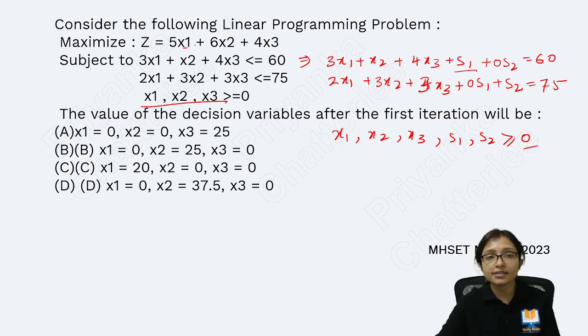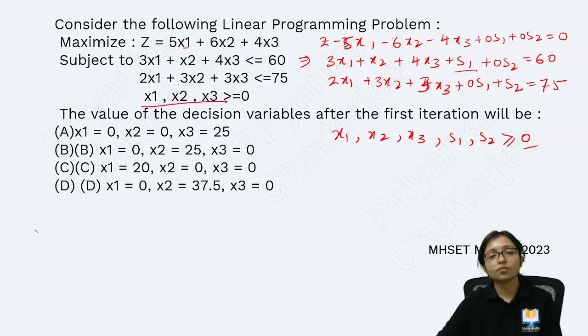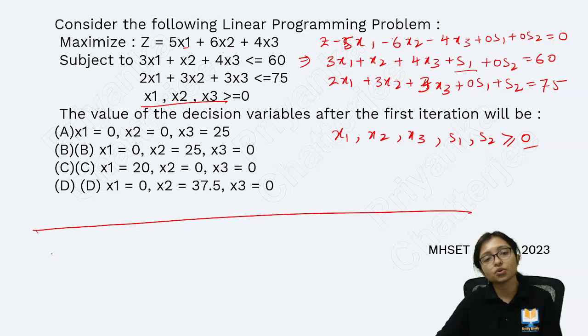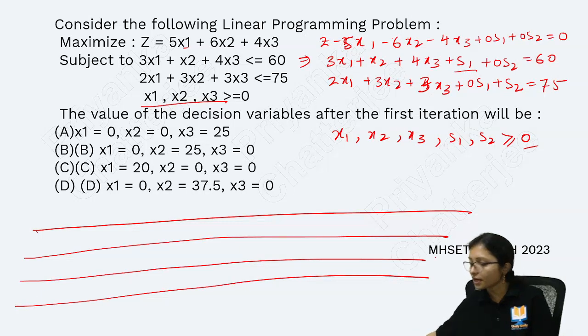And here in the z, how am I going to write? Z minus 5x1 minus 6x2 minus 4x3 plus 0s1 plus 0s2 equals 0. This is the equation you will get. Now you have to write the format in table format. You will write it in the table format like this way.